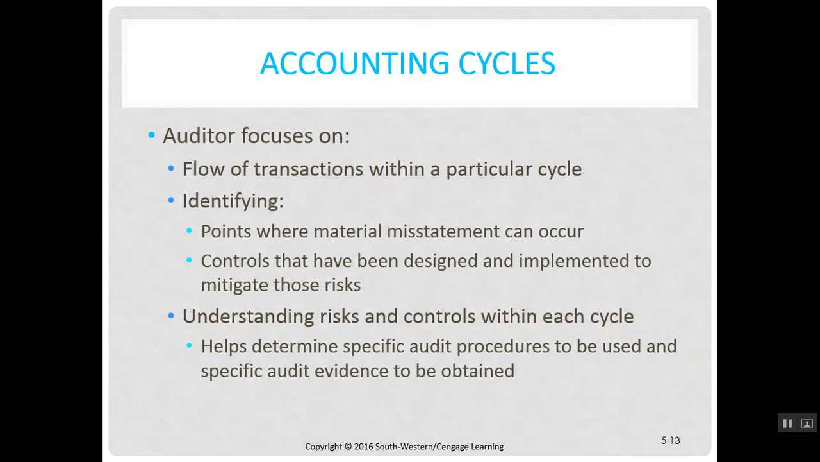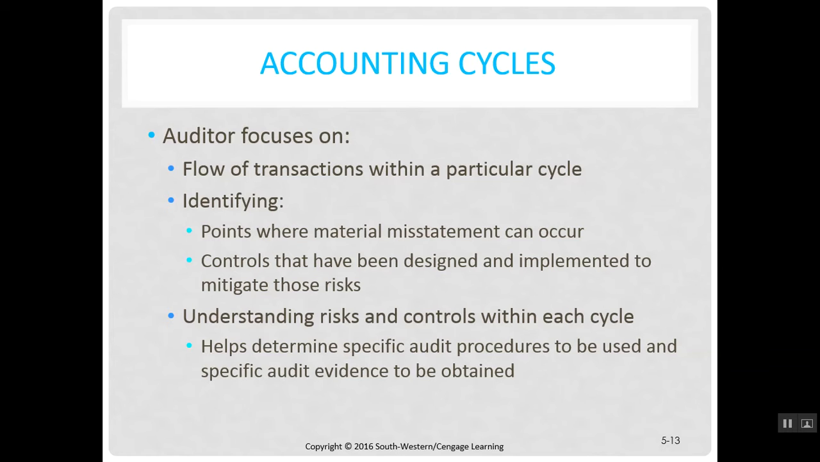The auditor focuses on the flow of transactions within a particular cycle. They need to identify the points where material misstatement can occur and also identify the controls that have been designed and implemented to mitigate those risks. A typical audit procedure during the planning phase of the audit is to sit down with the client and do a walkthrough of the various accounting cycles.